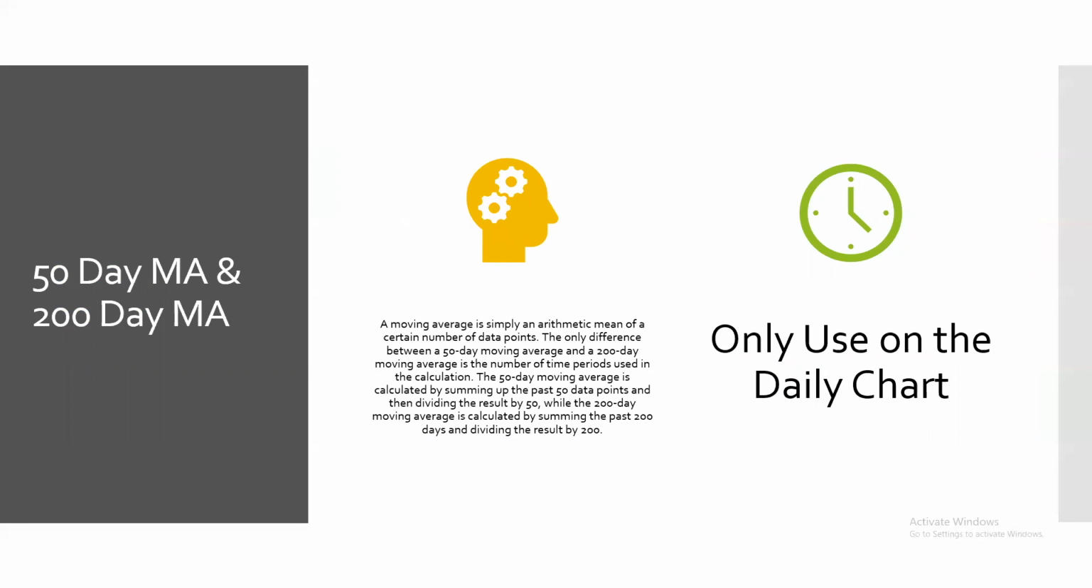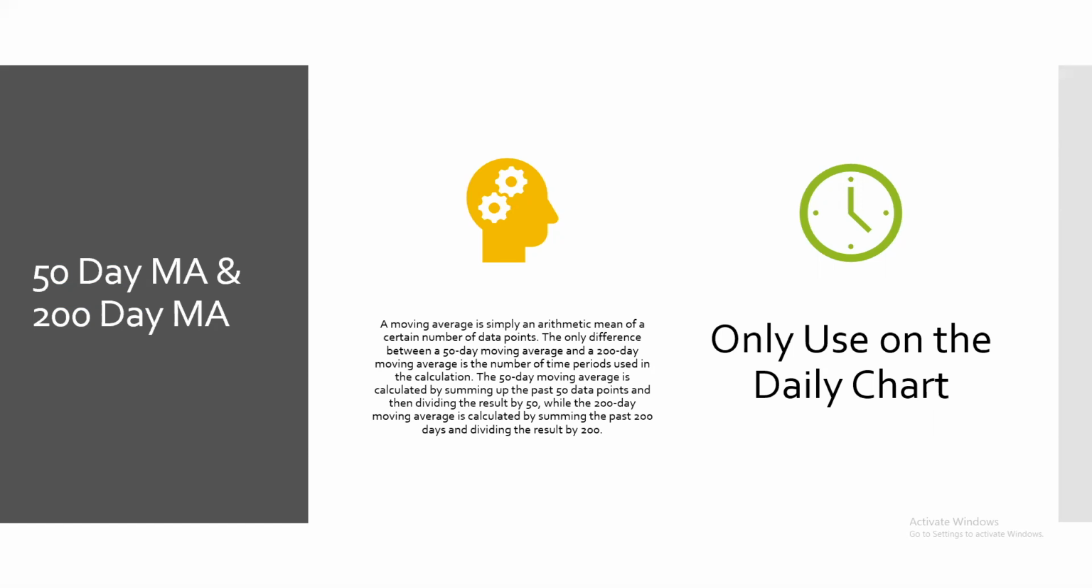The only difference between a 50-day moving average and a 200-day moving average is the number of time periods used in that calculation. The 50-day moving average is calculated by summing up the past 50 data points, then dividing the results by 50, while the 200-day moving average is calculated by summing the past 200 days and dividing the results by 200. Now, something that's very big that obviously is standing out on this chart is what?